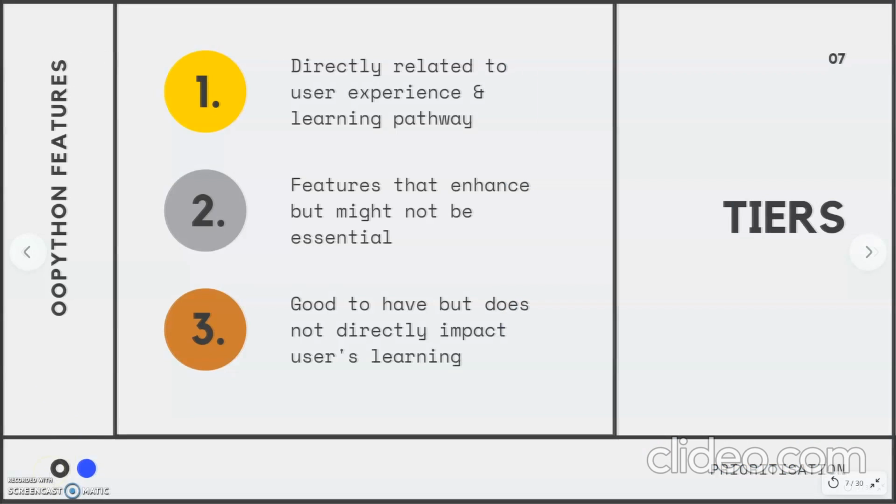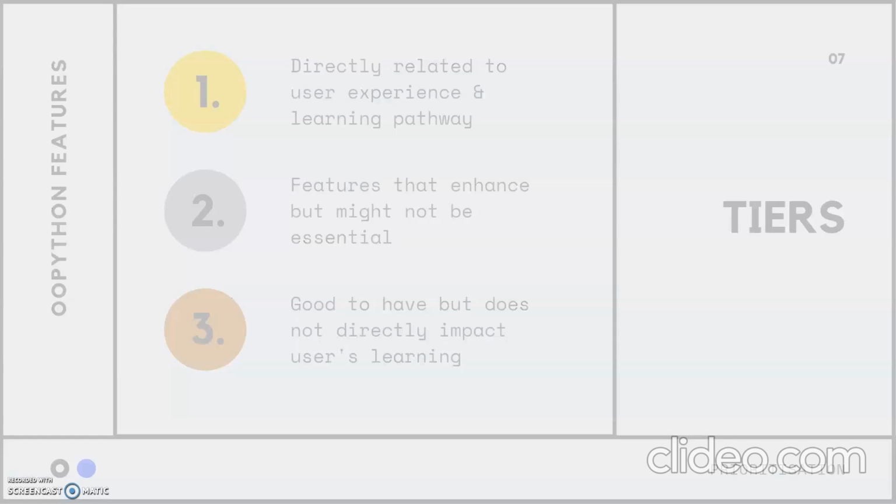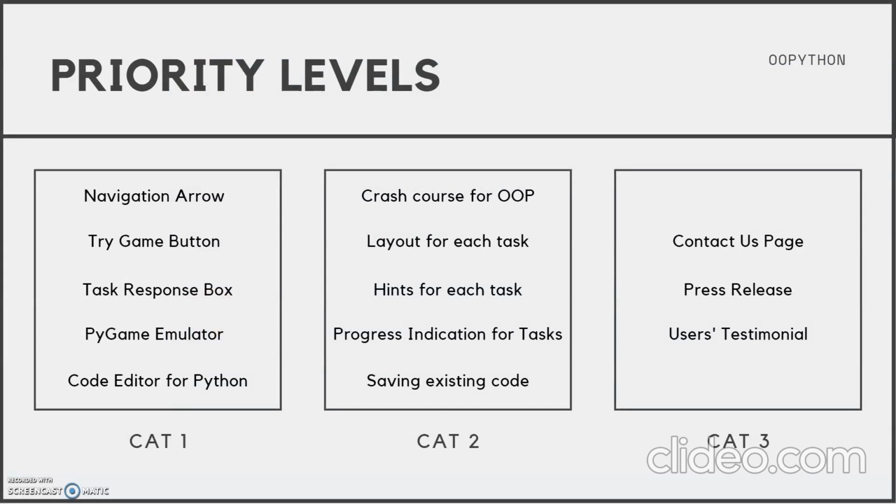Next, I'll be talking about the prioritization of tasks. So for our team, we split features into three different tiers, with Tier 1 features being features that are directly related to user experience and the learning pathway, with Tier 2 features being features that enhance but might not be essential, and Tier 3 features that are good to have but do not directly impact the user's learning. So based on these three tiers, we came up with three categorizations for features to develop, with the main focus being put on Cat 1 and Cat 2 features, which were more important, and less emphasis on Cat 3 features, which were just good to haves.